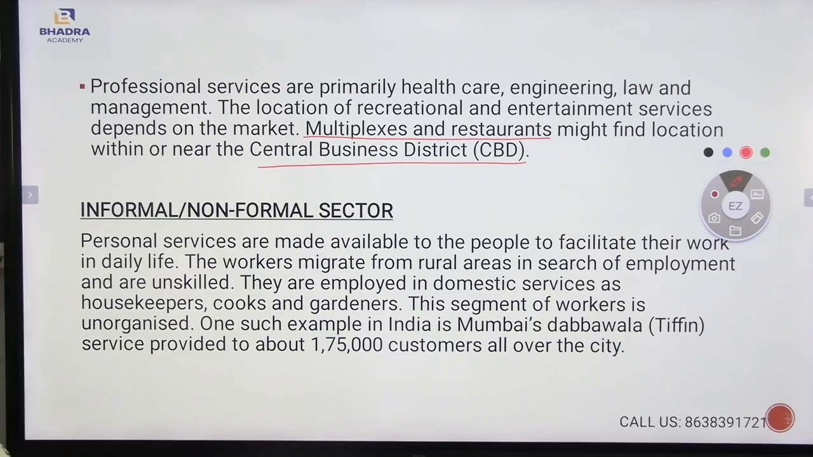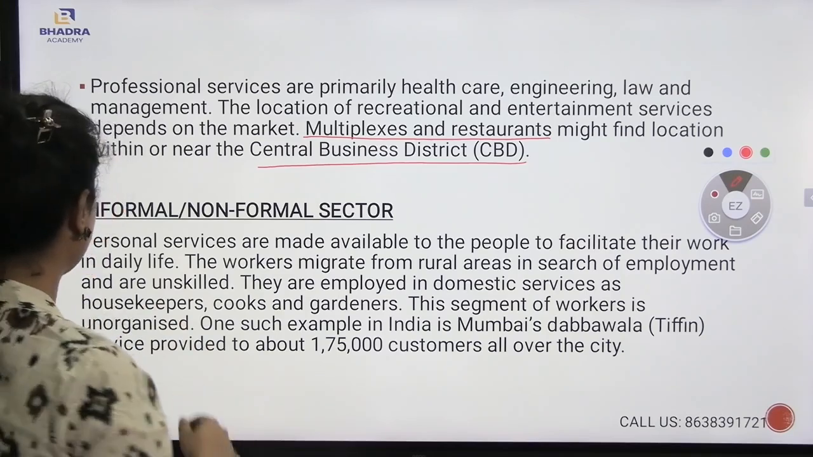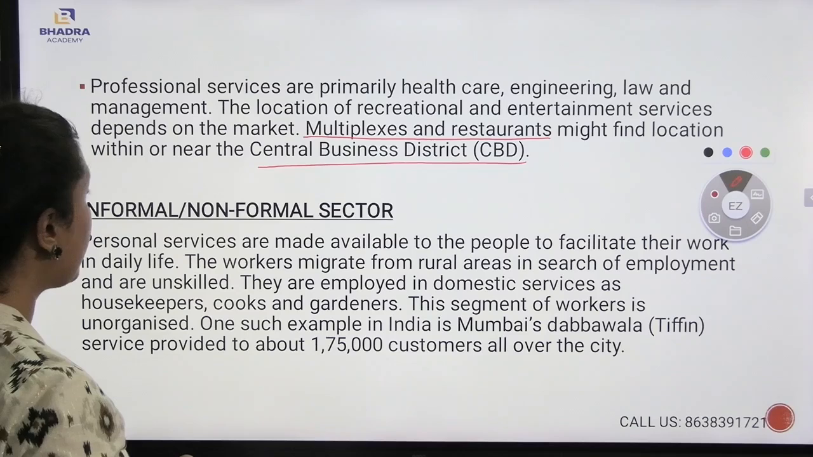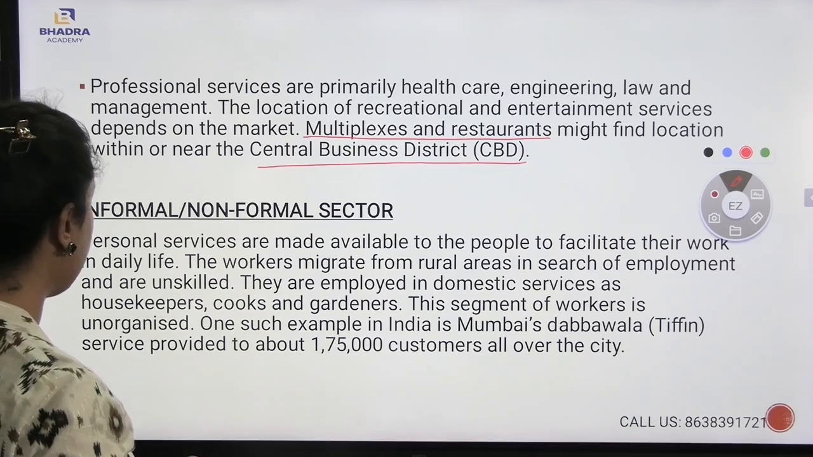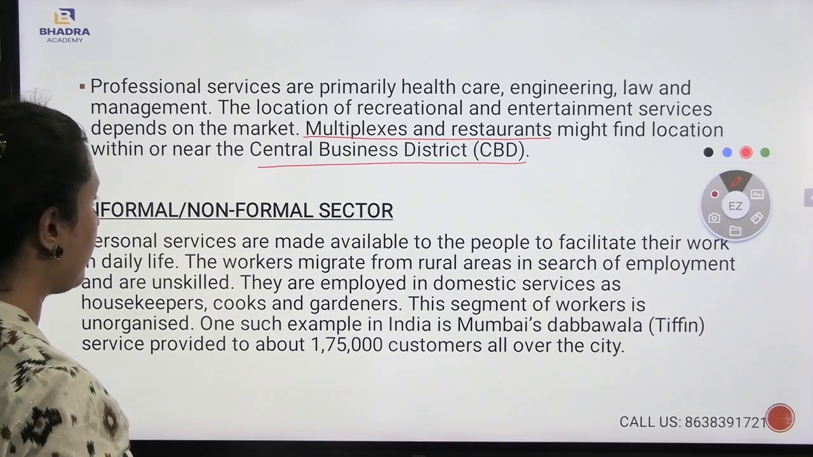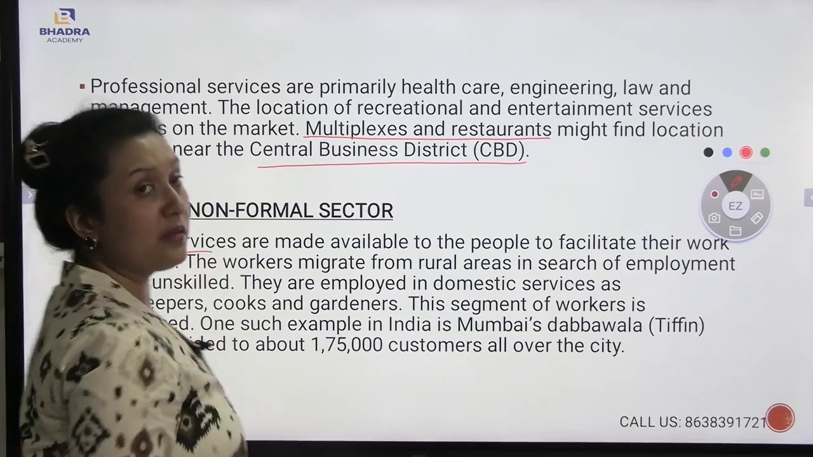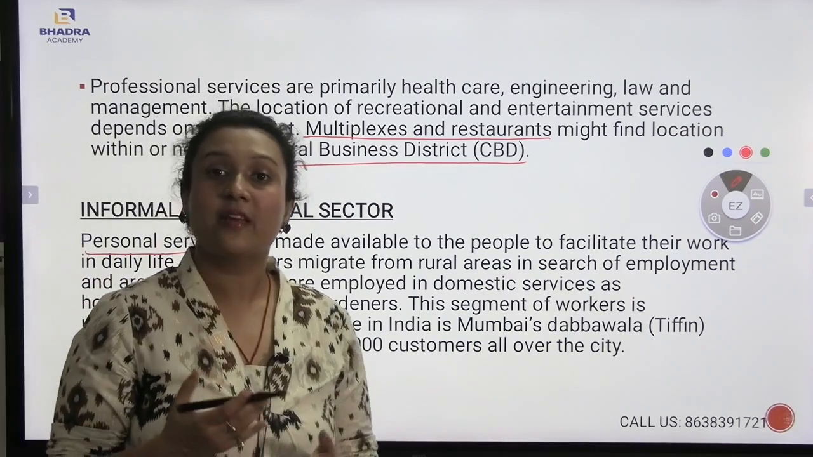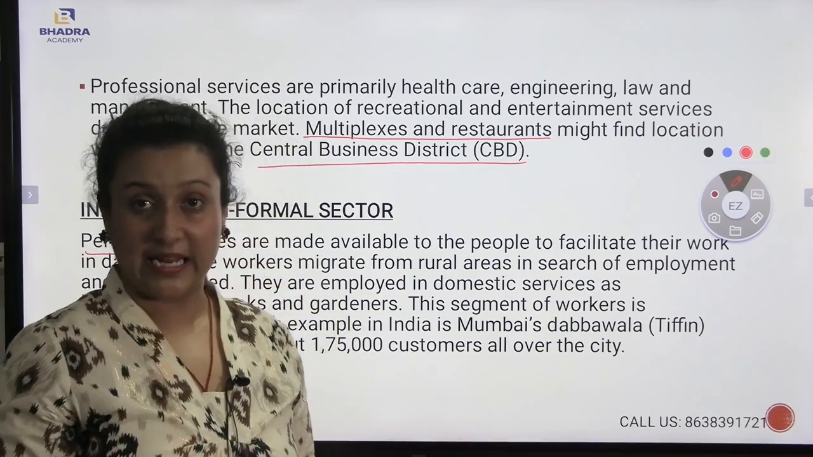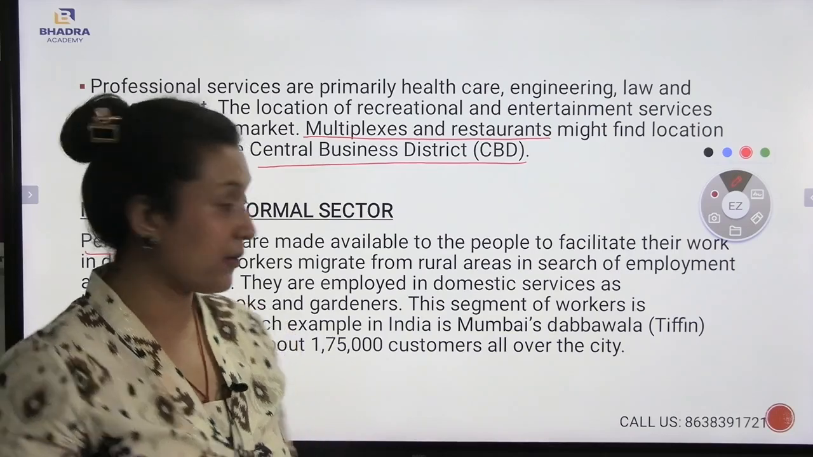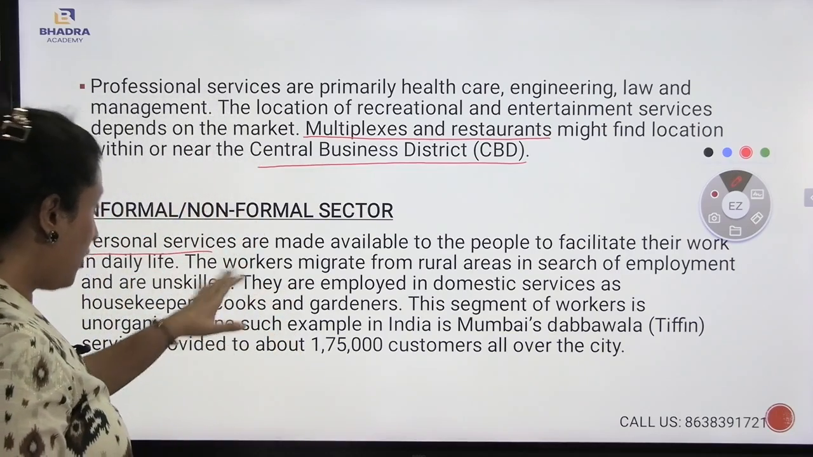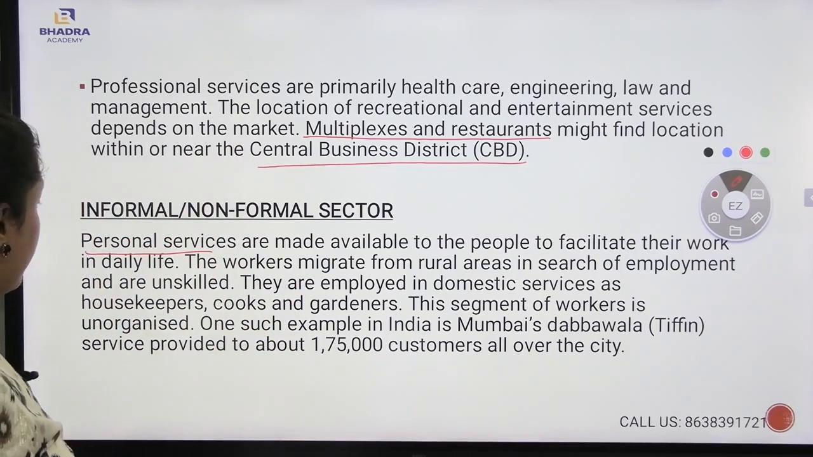Here we will be understanding about the informal and non-formal sector. What do you mean by informal and non-formal sector? Personal services are made available to the people to facilitate their work in daily life. On a daily basis, those personal services are provided to the people. The workers migrate from rural areas in search of employment and are unskilled. They are employed in domestic services as housekeepers, cooks and gardeners.